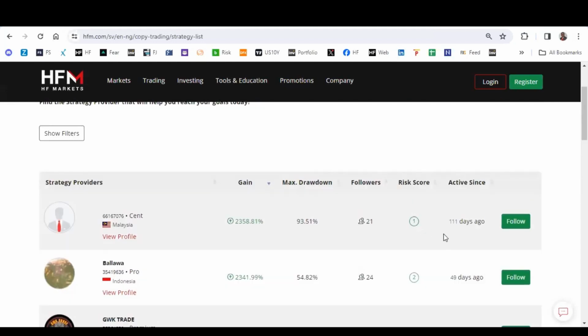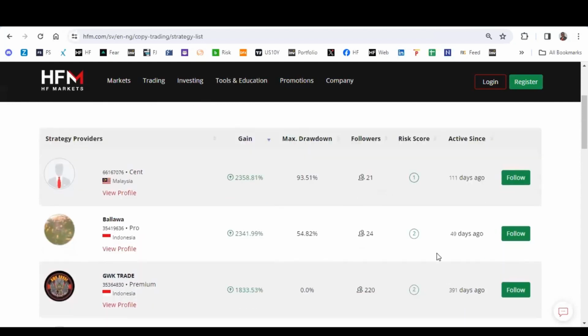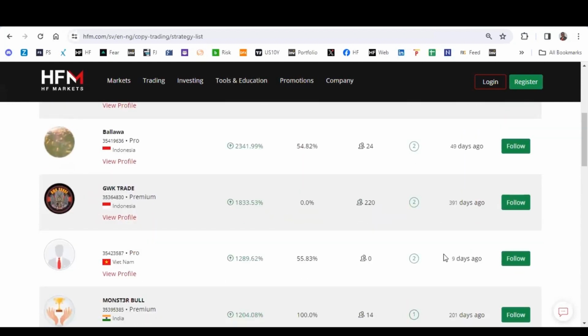The next thing you have is active since. How many days have they been active on this account? Another thing you have to look at is, as a trader, it's important to look at somebody that's been doing this for a longer period. You don't want a situation where the person you're following has just done this for about 3 days or 9 days or 10 days.